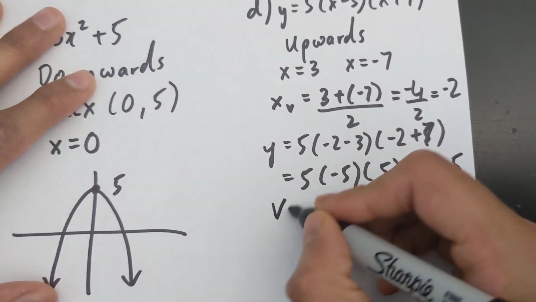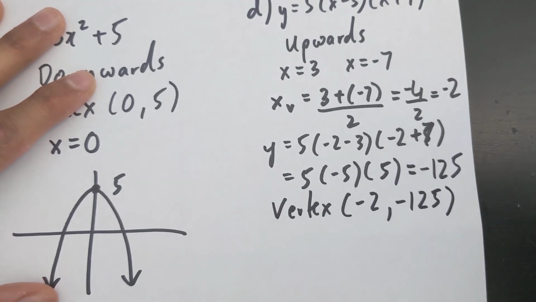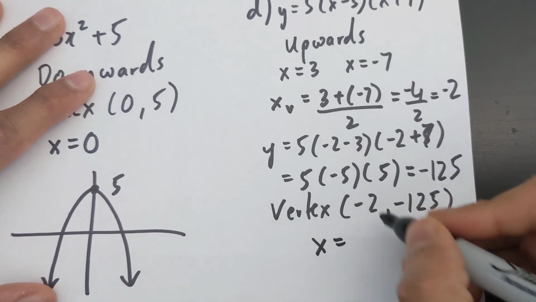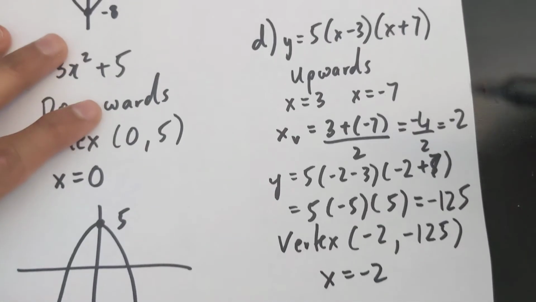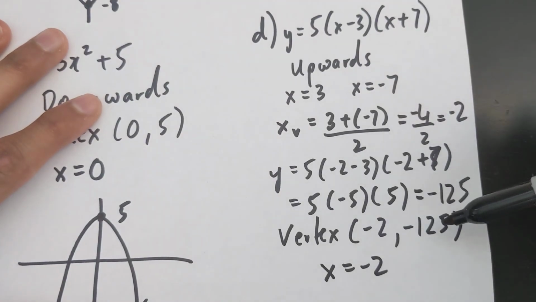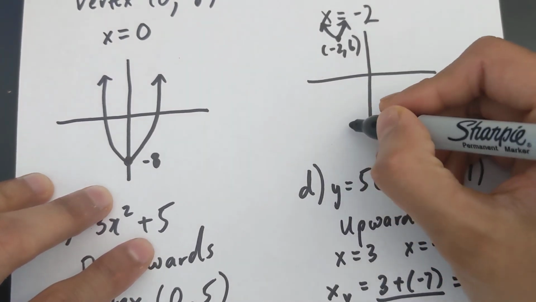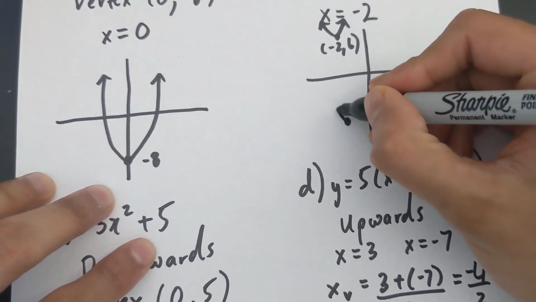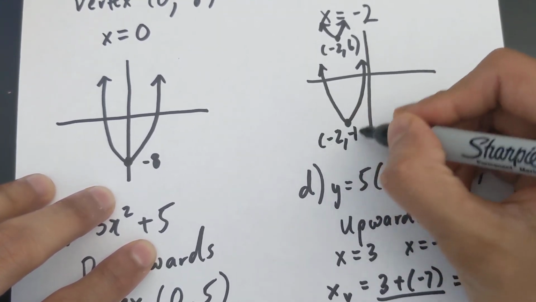So my vertex is negative 2 comma negative 125. Okay, my axis of symmetry is always the x value of my vertex, so x equals negative 2. And finally, I have to graph this. I'm going to graph this one on the same plot as C because I don't have space. So my vertex is negative 2, negative 125. So negative 2 is here, negative 125 is all the way somewhere down here. It opens upwards again, so it's going to be U-shaped. And then that point is negative 2, negative 125.